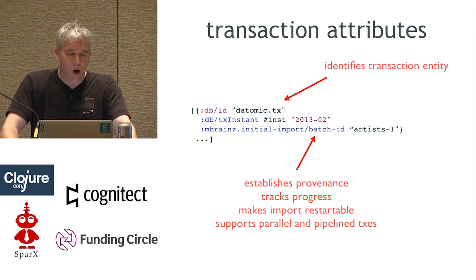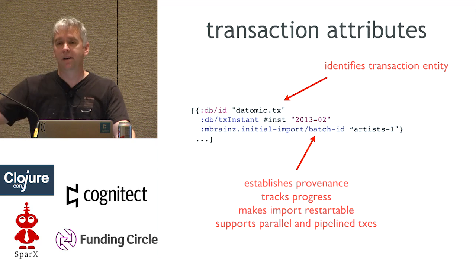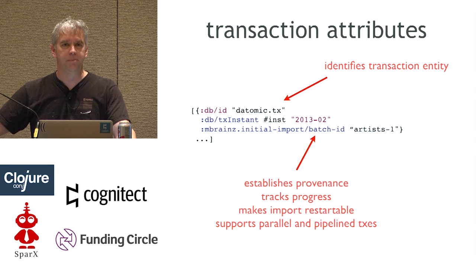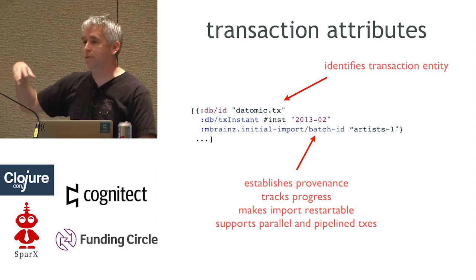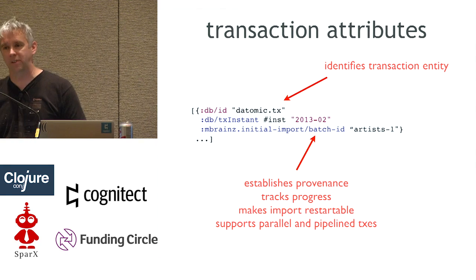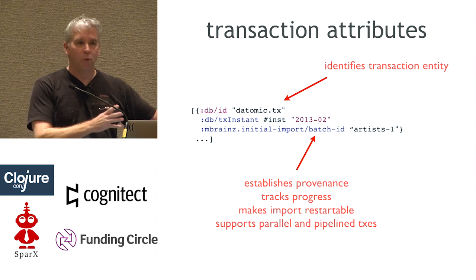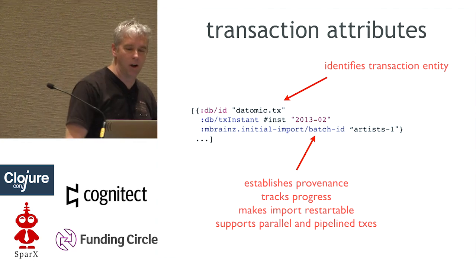And this gives you a whole bunch of different things. One, it establishes provenance. Right? Anybody who comes back to this data later can say, where did this data come from? Oh, look, there's an attribute on the transactions. It says it's the mbrains initial import. I could put more attributes there, too. I could have URLs pointing back to the Postgres data that it came from, and so on and so forth. And that data will live with the actual mbrains data as long as it's there.